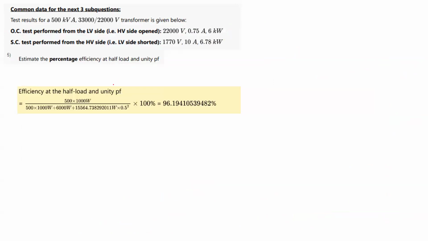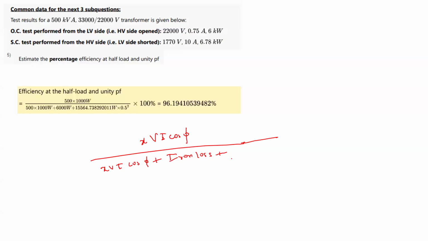Now, for the same question, we are estimating the efficiency at half load and unity power factor. Very simple. We know we have everything with us, right? So as per this formula, it is what? Efficiency is x VI cos phi divided by x VI cos phi plus the iron loss plus x square times the rated or full load copper loss. Okay, now what is x?